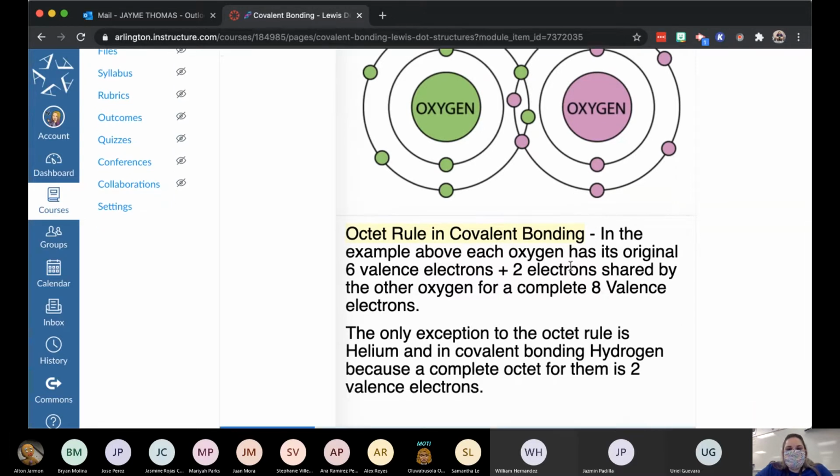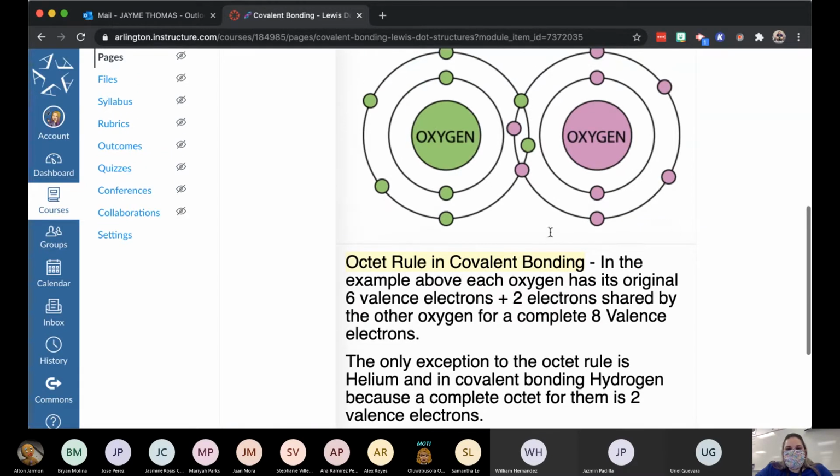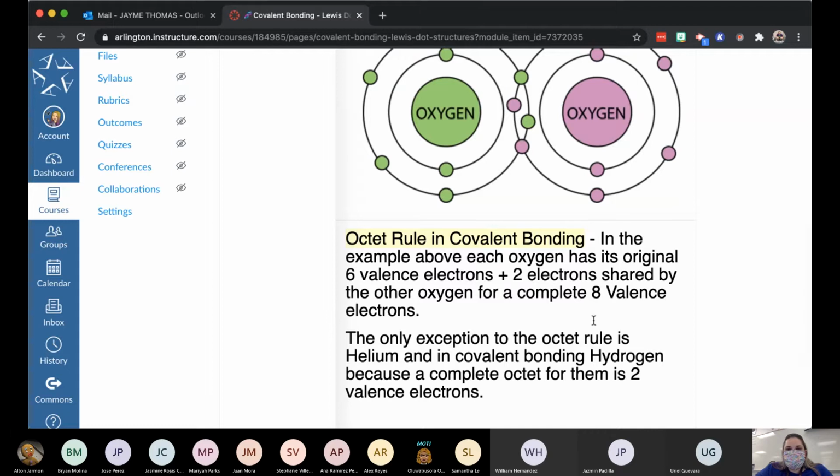And that's kind of what it says down here. Each oxygen has the original 6, but then they're sharing these 2 between them, which gives them each 8 valence electrons and makes them stable.